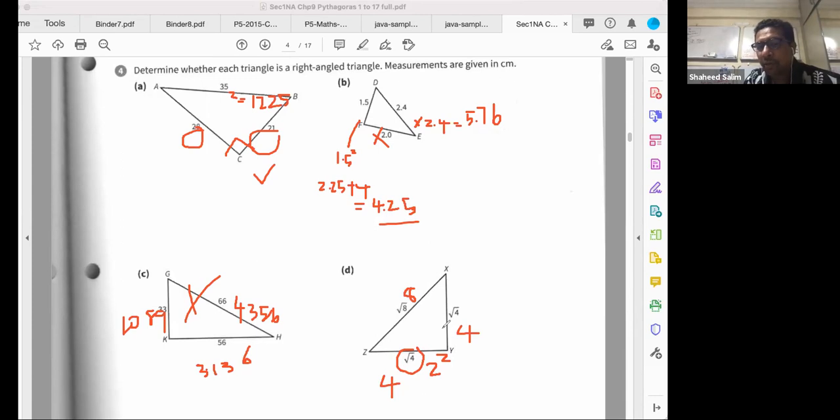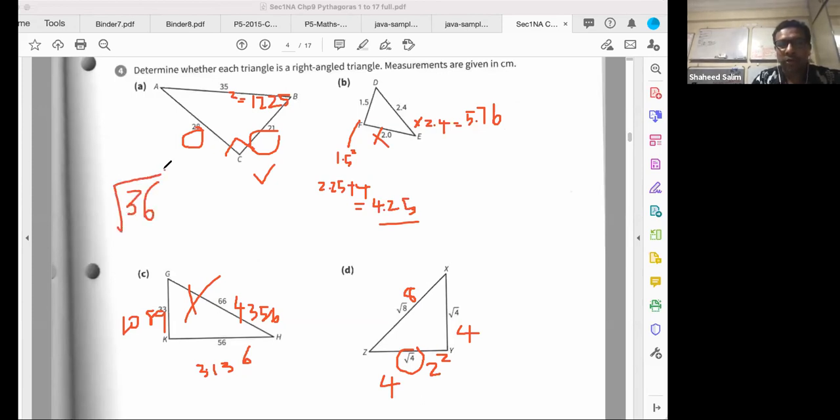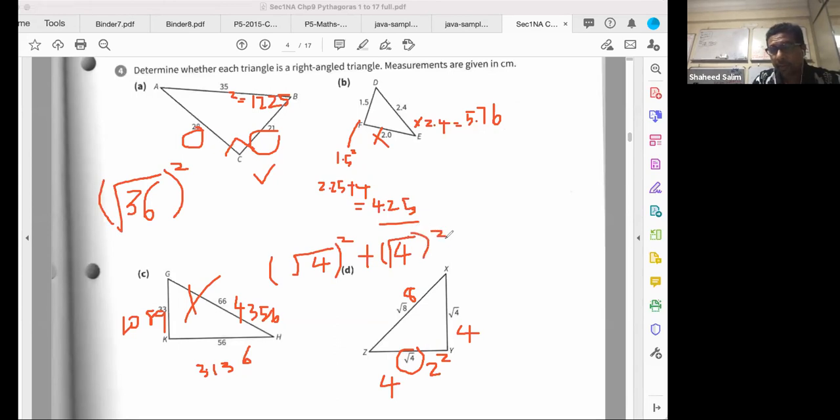It's true. So now some are confused. Okay, so I show you. Let's say now, I give you 36. Let's say 36. You square root, after that, you square it. This is what we are doing, right? We take the square root of one side and square it, plus the square root of another side, you square it, is equal to 8, you square it.